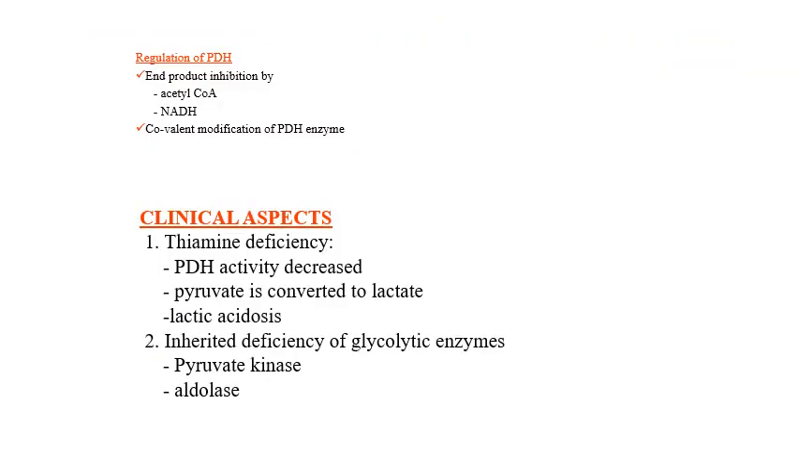Now the regulation of PDH is done by the end product itself, that is, acetyl coenzyme A will be inhibiting the PDH complex enzyme, and NADH also. Covalent modification of the PDH enzyme also occurs. As for the clinical aspects, in thiamine deficiency, PDH activity will be decreased and the pyruvate is converted into lactate. It leads to lactic acidosis. Second, inherited deficiency of glycolytic enzymes like pyruvate kinase and aldolase.